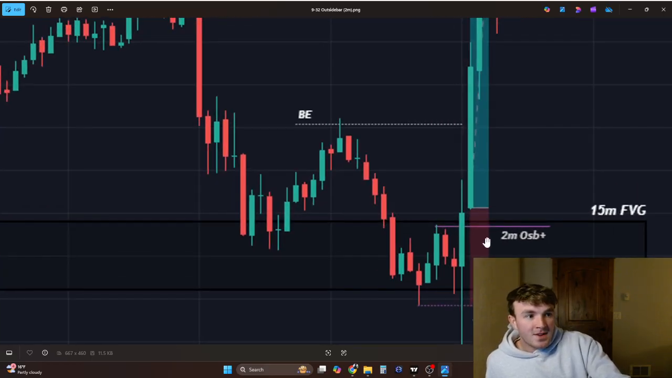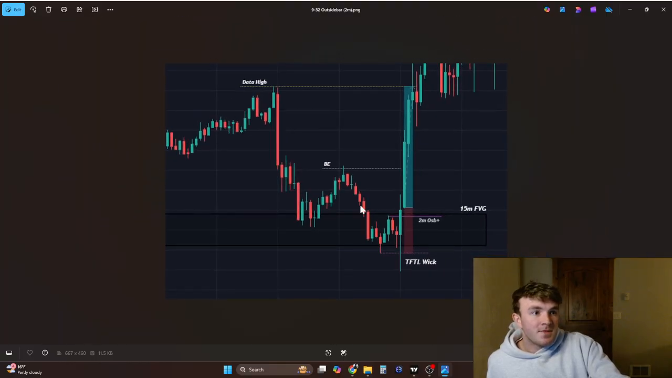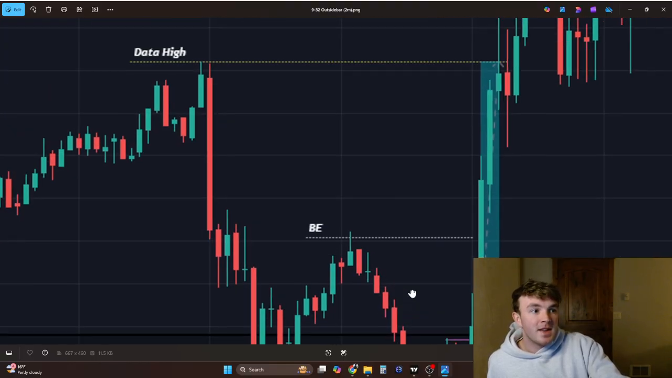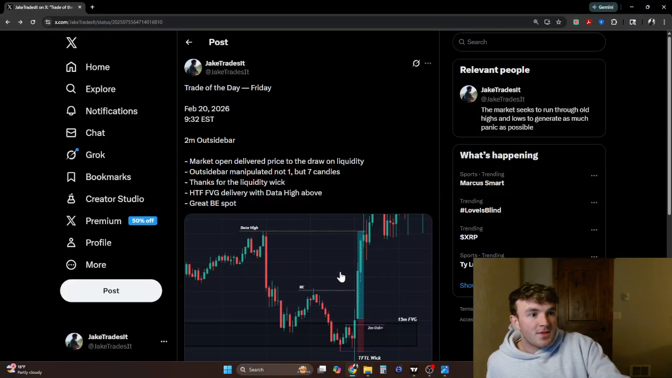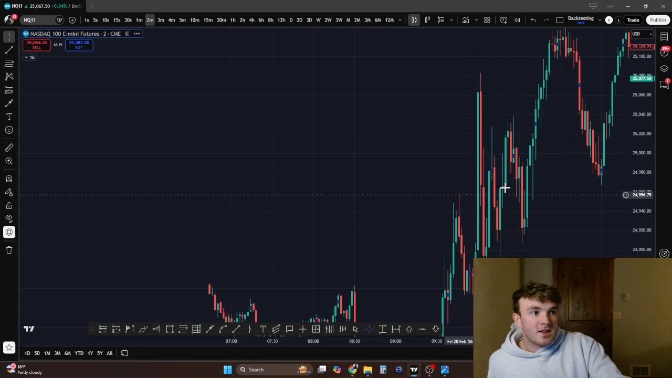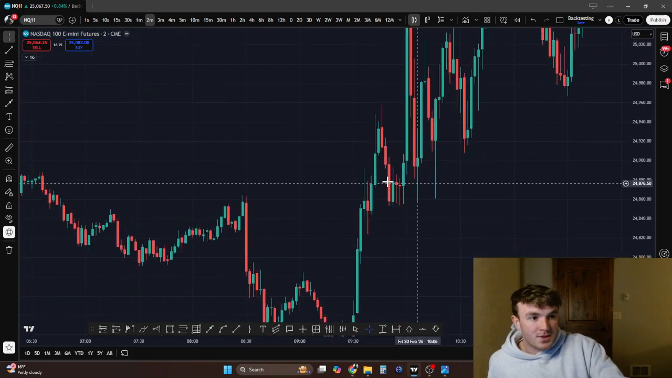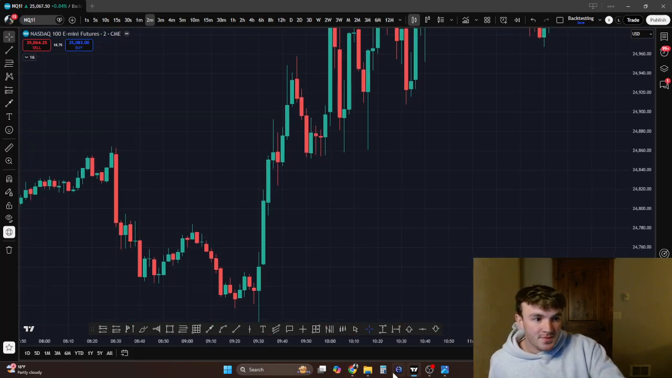So we get the 2-minute outside bar. Enter on that close. Stop loss here, and you have a great break-even spot. And we go straight up to the data high, which was the obvious take profit, right? And from there, you obviously could have held it much further, but personally, I wouldn't have.